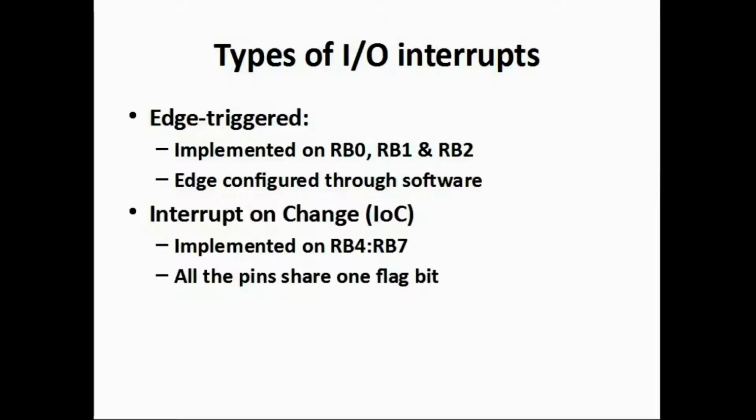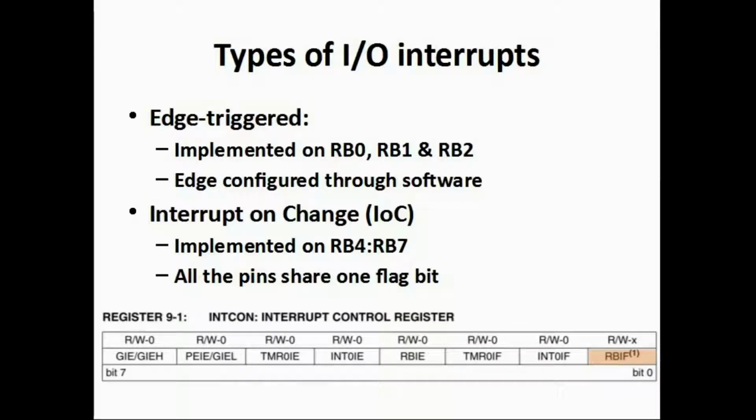And there is the PORTB interrupt on change, or for short, IOC. This interrupt is attached to four pins, RB4, RB5, RB6, and RB7, and they all share the same flag bit. Meaning, if any of these four pins has changed state, either from high to low or low to high, the interrupt fires and the flag bit is set. This flag bit is called RBIF and is located inside the INTCON register. To enable this interrupt, we set RBIE in the INTCON register to 1.